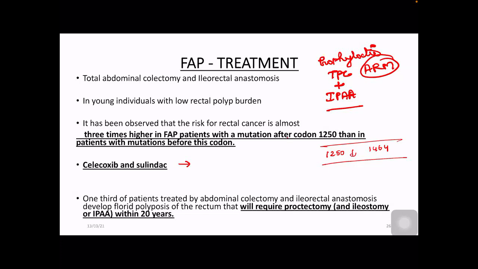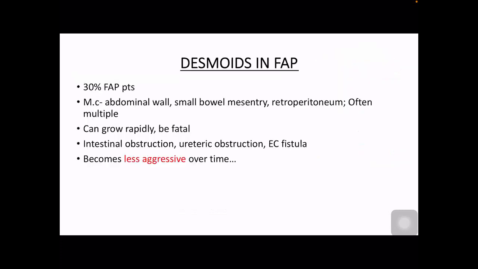The patients who have more risk for rectal cancer are those who have a mutation in the mutation cluster region, which is the mutation after codon 1250. Okay, these are all the points which are given in Sabiston. Don't think these are all high points. And the last important point is that even if you do abdominal colectomy and ileorectal anastomosis, even in a completely normal rectum patient, ultimately the patient will require a proctectomy in 20 years.